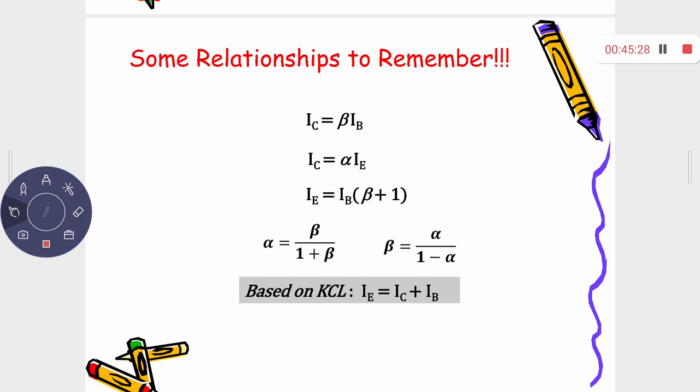So if I have IC equal to beta times IB, and IC equal to alpha times IE, and IE is the sum of two currents, the collector current and the base current, IC and IB. This is the very popular relationship between alpha and beta. Alpha is equal to beta upon 1 plus beta, that means alpha is less than unity, and beta is equal to alpha by 1 minus alpha, that is beta is much greater than unity. Typical value for beta is 150 to 200.